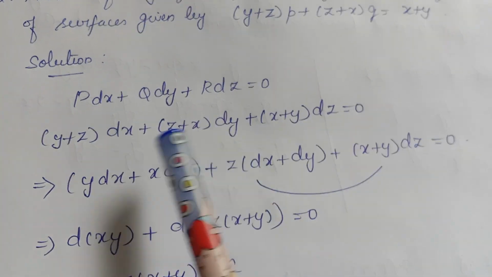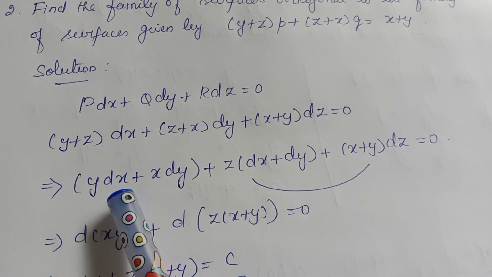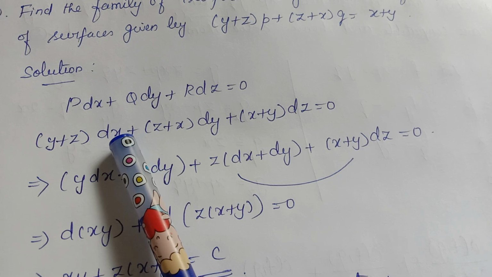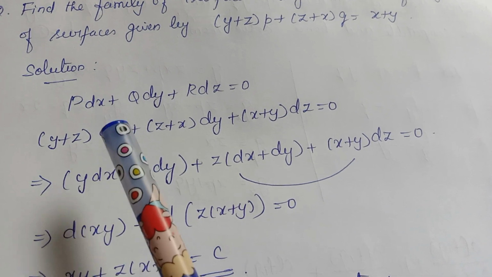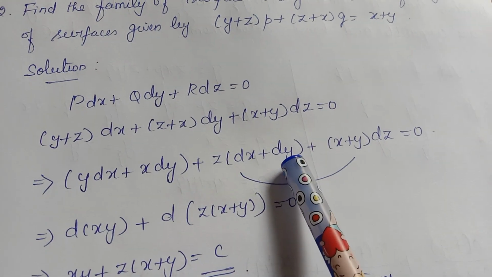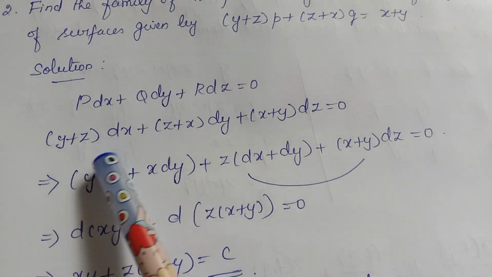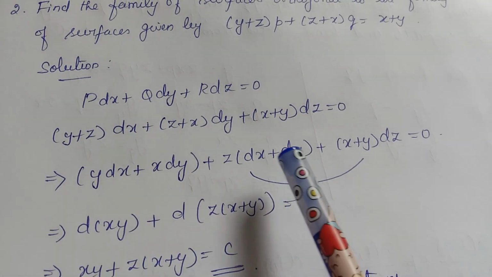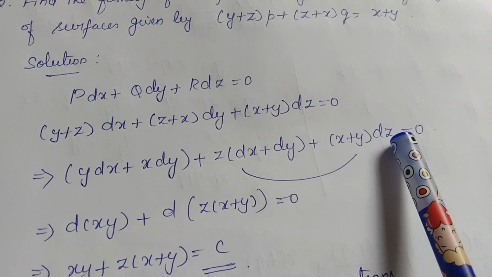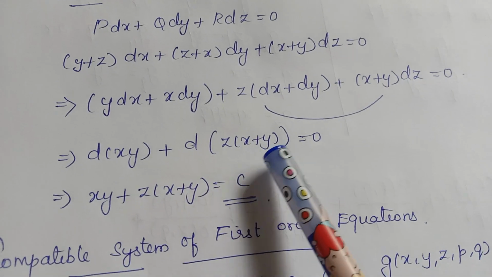Just look at these terms, all are linear powers only. So let me try to rewrite in this form: y dx plus x dy, plus z dx plus z dy, so z into (dx plus dy). Next, what I have is (x plus y) dz. Now y dx plus x dy is nothing but the differentiation of xy. And together these two terms, z(dx plus dy) plus (x plus y) dz, this is nothing but a product form, the differentiation of z(x plus y).